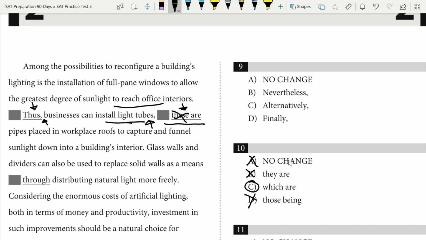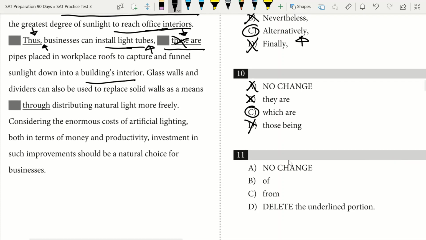Okay, well, what we're talking about here is an alternative. So our answer for 9 is going to be C. And I'll go ahead and explain why here. So what we're providing is an alternative to the installation of full pane windows. We say full pane windows would allow the greatest degree of sunlight to reach office interiors, but as an alternate to that, alternatively, businesses could install light tubes, right, which are these pipes placed in workplace roofs to capture and funnel sunlight down to a building's interior. So we're providing an alternate option. So our answer there is going to be answer choice C.